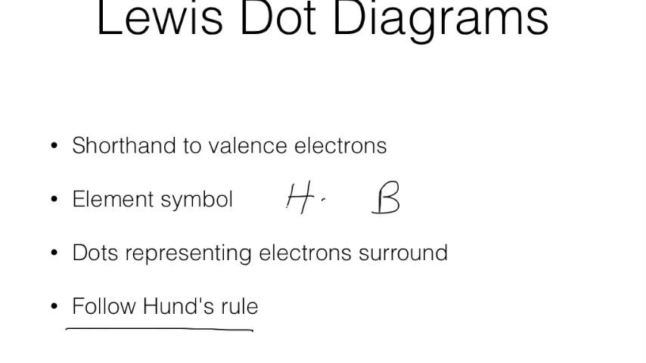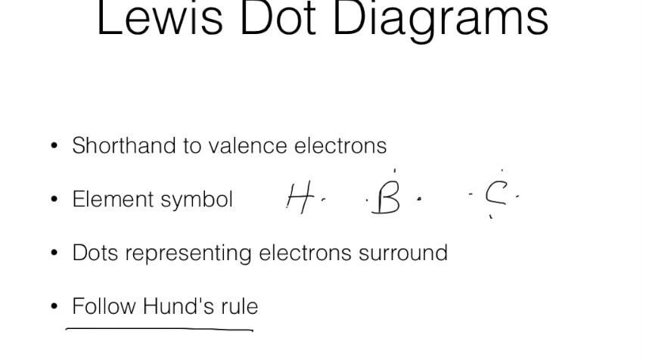Okay? Now, the way we show that we maximize spin before pairing on a Lewis dot diagram is we put all of our dots around the sides, the top, and the bottom before we come around and start pairing them up. So carbon, which has 4 valence electrons, would have 4 around there, like that.